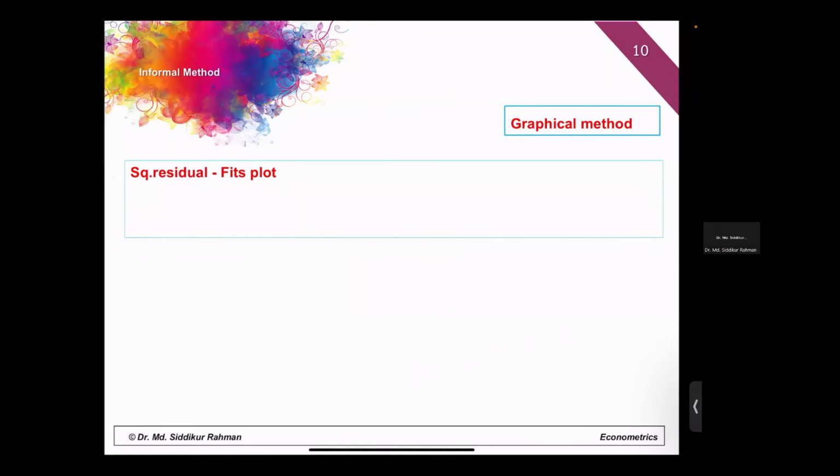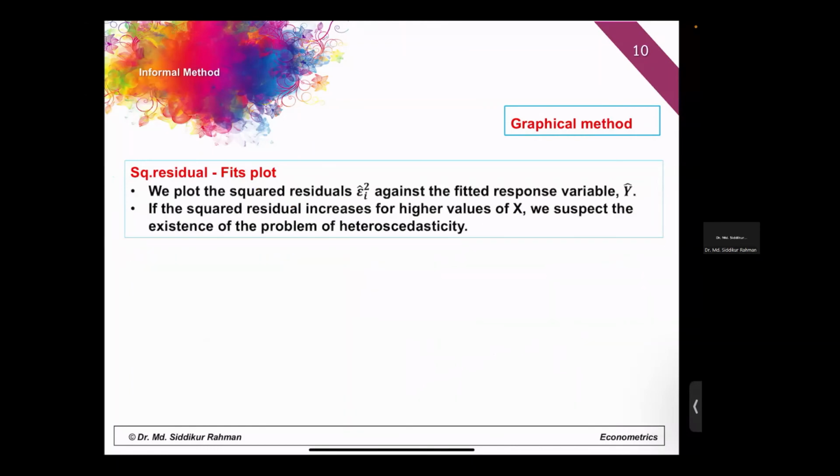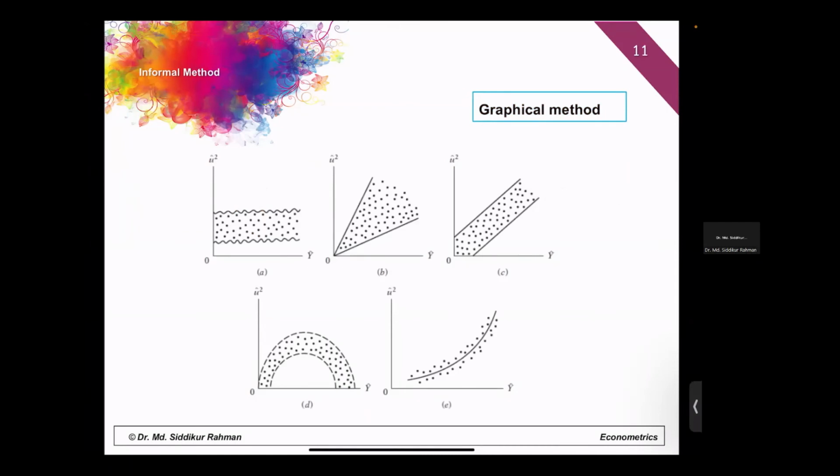So then again, you can also plot the square residual versus fit plot. How can you conclude that then? The same thing: if the squared residual increases for higher values of x, you can also suspect that there is the existence of a heteroskedasticity problem in your data set. I think you can easily do this. So now it's your turn to give me the answer.